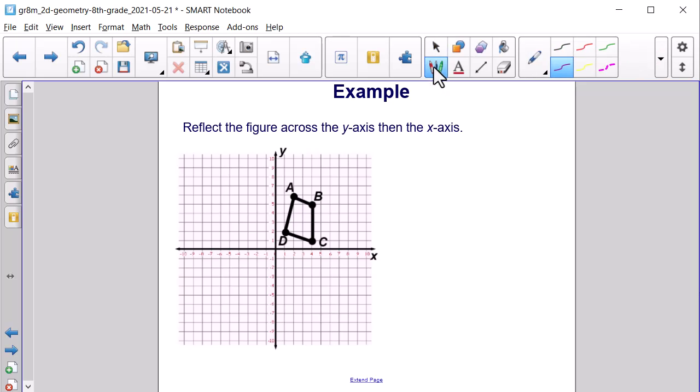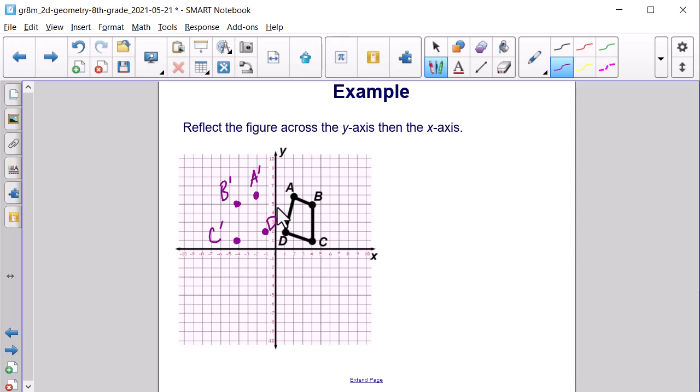Reflect the figure across the y-axis and then the x-axis. Okay, let's go through doing that. So first we'll do the y-axis, and we'll start at point A. So we have 1, 2, so we have to go 2 again. So this is where the point A prime will be. Now let's go for point B. It has to go 1, 2, 3, 4 to get to the y-axis, so we have to go 4 again on the other side. So here's B prime. C, we have to go 1, 2, 3, 4, so we have to go 1, 2, 3, 4 again to get to C prime. And then for D, we have to go to the right 1 unit, so we have to go another one to the right.